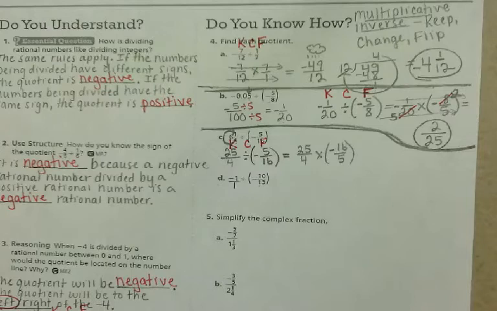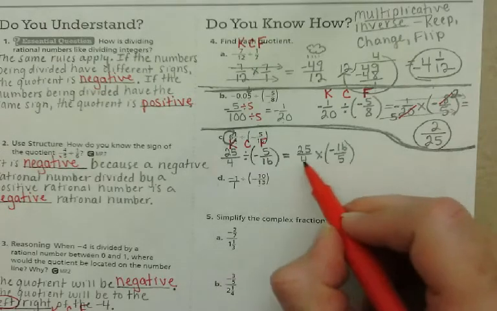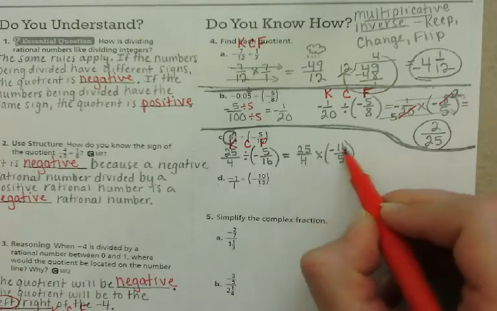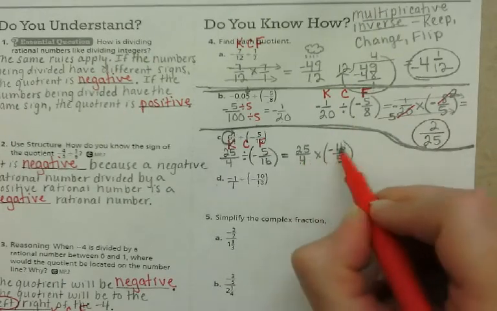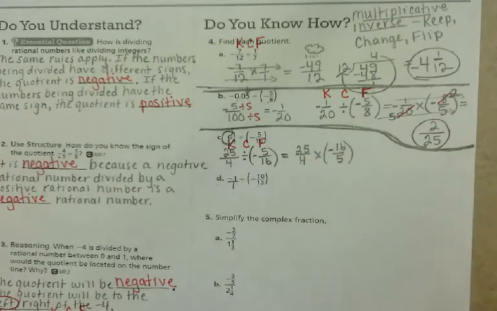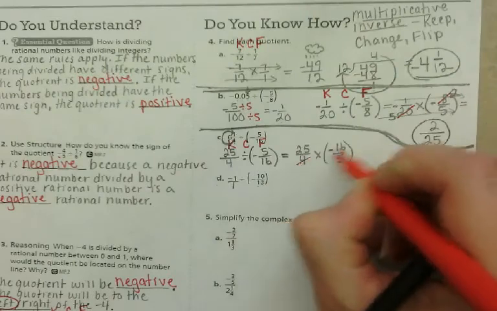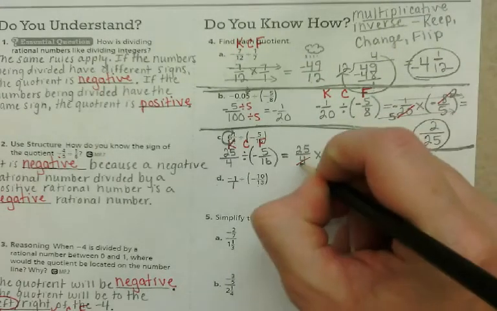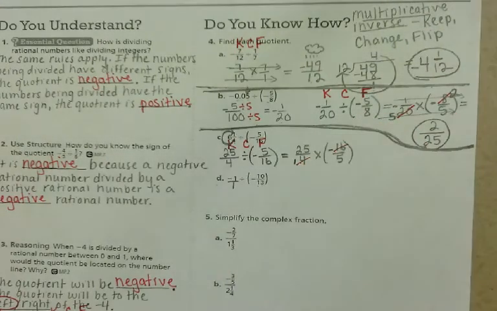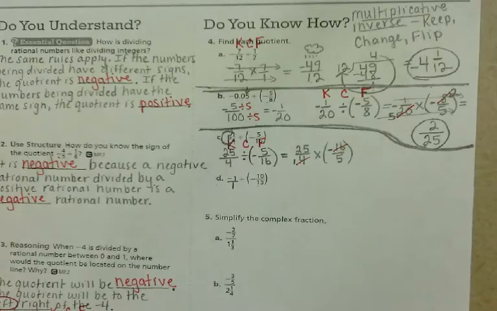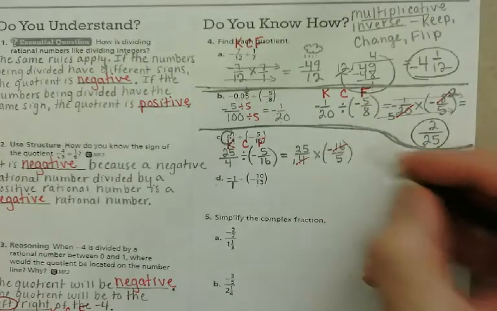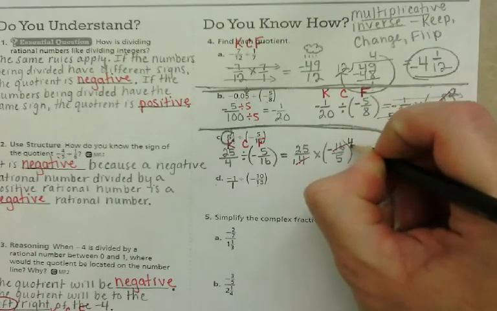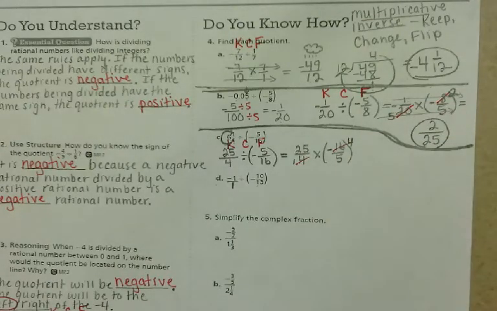Next, we're going to check to see if we can cross simplify. Okay, so the 4 and the 16, we can absolutely simplify those by dividing out a 4 from both numbers. 4 divided by 4 is 1. We'll replace that 4 with the 1. 16 divided by 4 is 4. We'll replace the 16 with that 4.